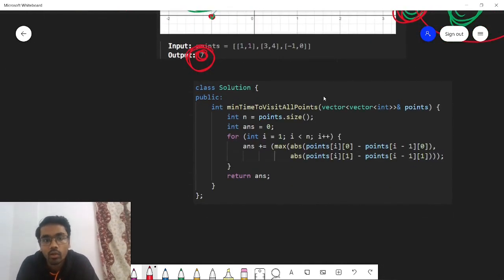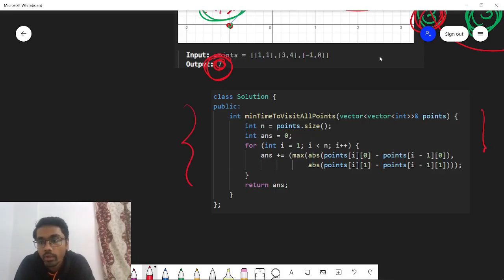Let us see the code now. So this is the code, pretty much easy. First I am declaring n as the size of the points array, and answer as the time taken to cover all the points, and then we are running our loop over all the points inside the points array. We are starting our iteration from index 1 because we need to take the difference with the previous index.